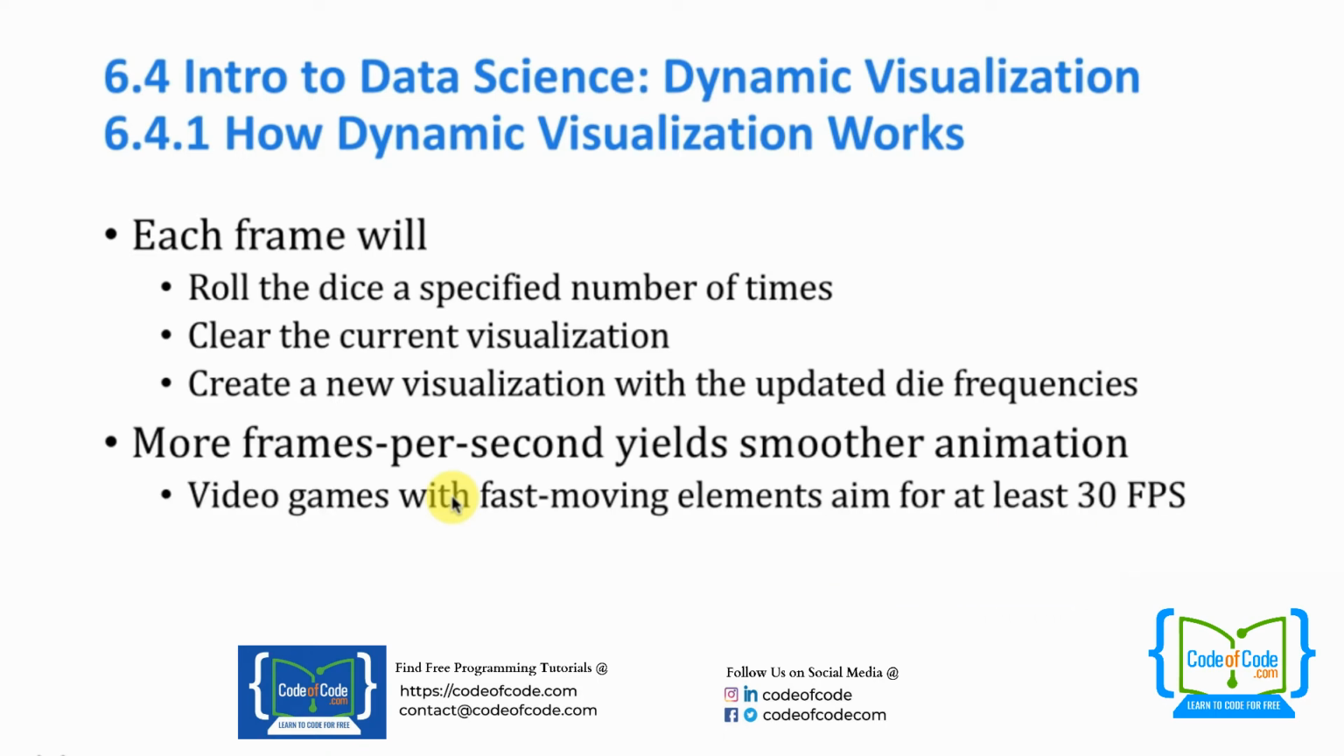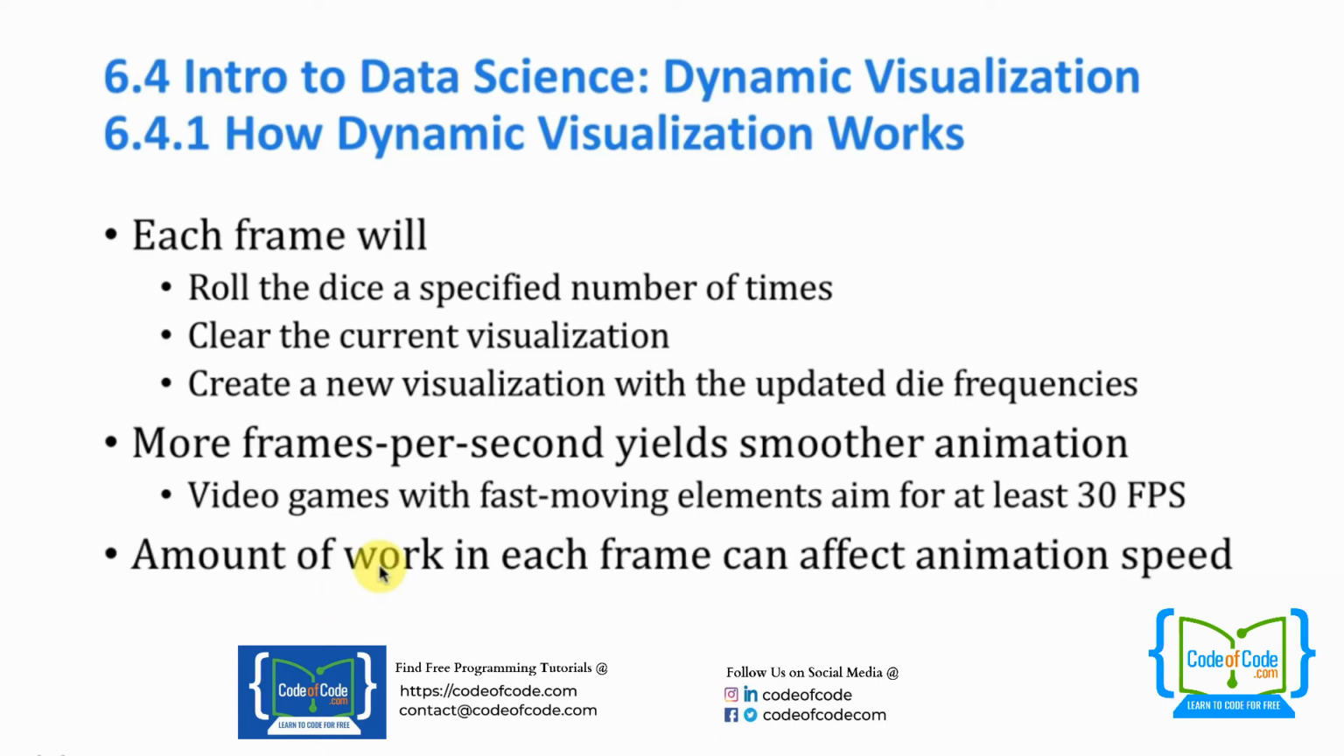Now, the more frames per second you can display, the smoother your animation is going to appear. For example, video games with fast-moving elements generally aim for at least 30 frames per second, and nowadays it's not uncommon to have 60 frames per second or higher for some of these gaming devices. The amount of work, however, that you do in each of the animation frames in a FuncAnimation can affect your animation speed. So we do want to try to minimize the amount of work we do in each frame to keep that smooth animation going.